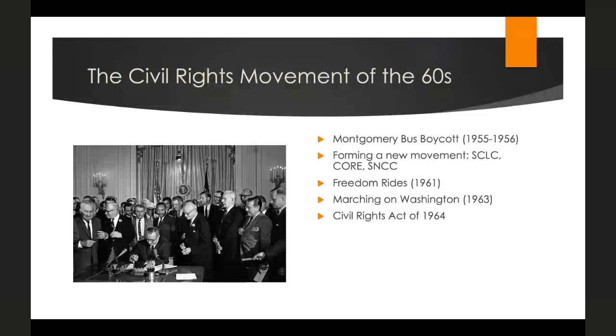The Civil Rights Act has several provisions that outlawed government discrimination and unequal application of voting qualifications. It outlawed segregation in public businesses, so this was hotels, buses, trains, lunch counters, restaurants, bars. It outlawed employment discrimination, and it created the Equal Employment Opportunity Commission to monitor employment discrimination claims.